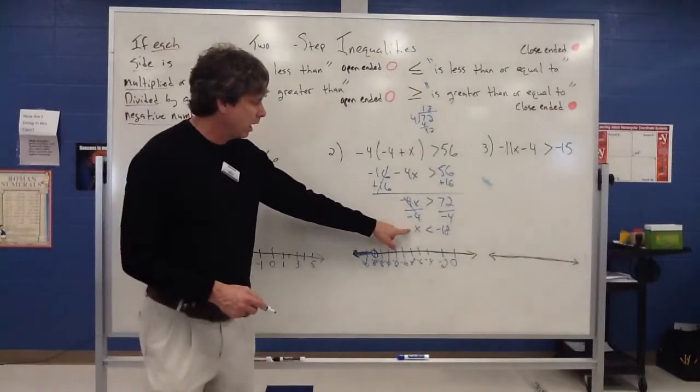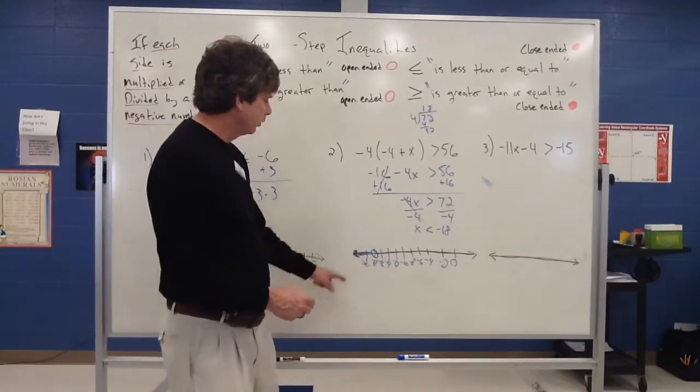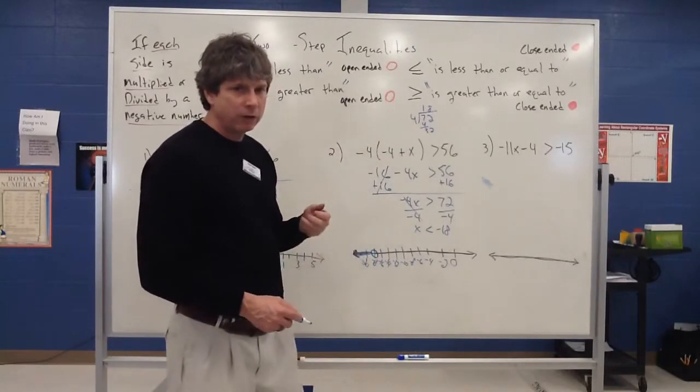So again, we have an inequality statement and a number line to describe that answer. So any number that's less than -18, if you put that in for x, it should make a true statement. It's always a good idea to test that.